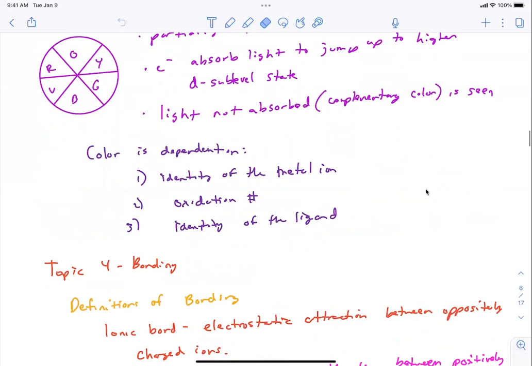The color is dependent on the identity of the metal ion, the oxidation number, and the identity and quantity of the ligand.